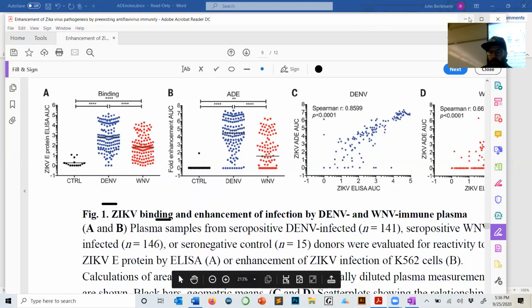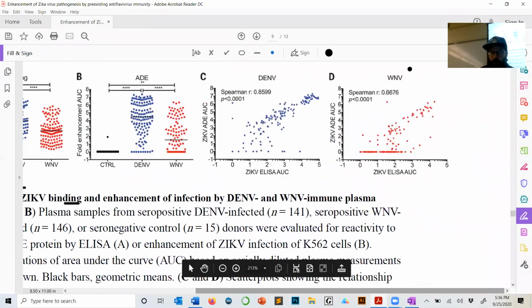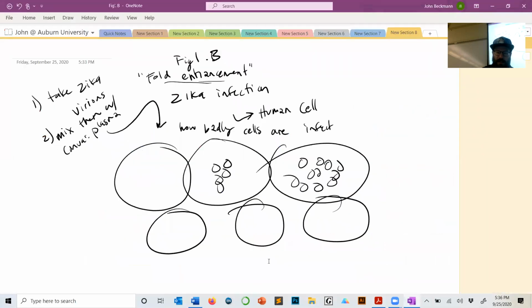And these are just statistical correlations. Why can't I slide over? There it is. These are just statistical correlations. You see how there's a line here? There's a line, there's a line. Essentially what this means statistically is more IgG equals more infection with Zika virus. There's a correlation, okay? So that's the gist of figure 1.